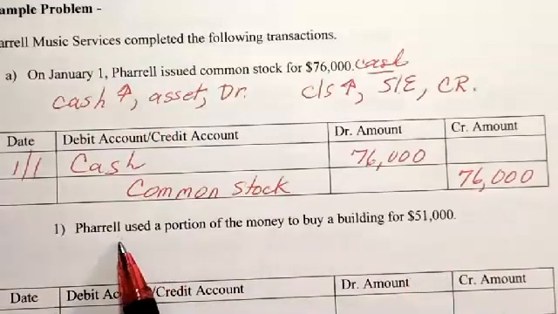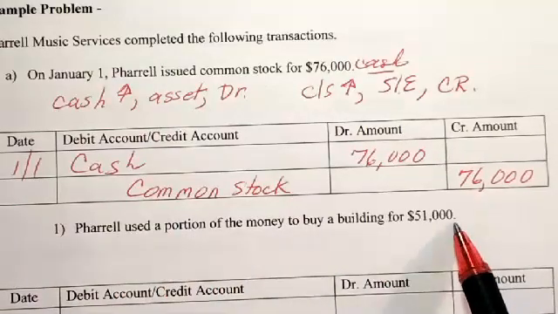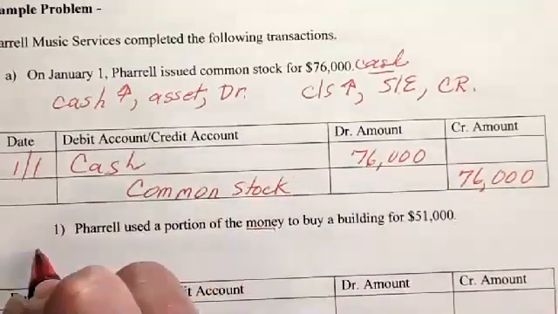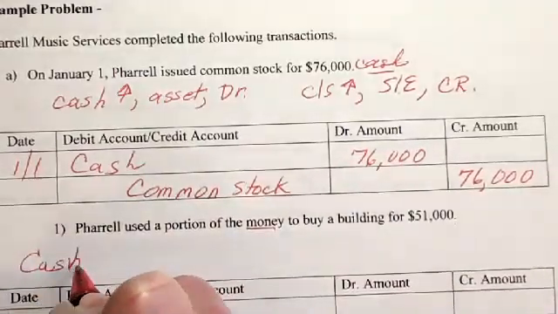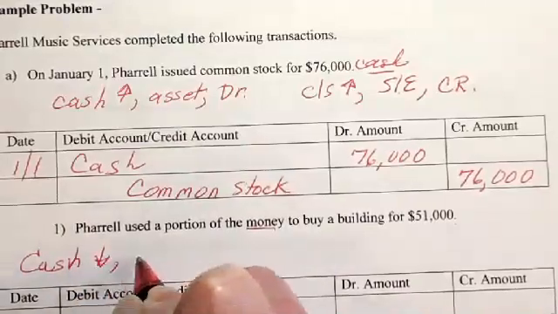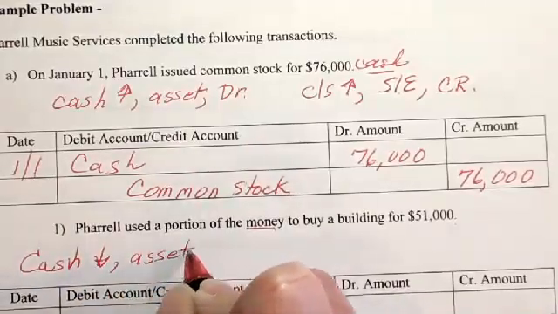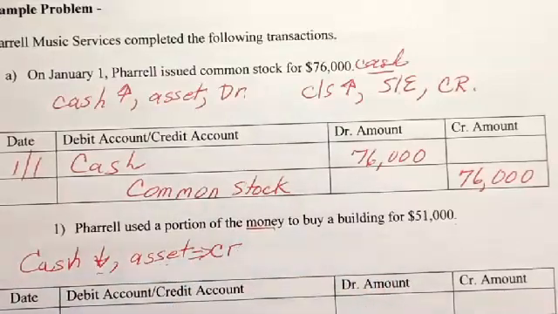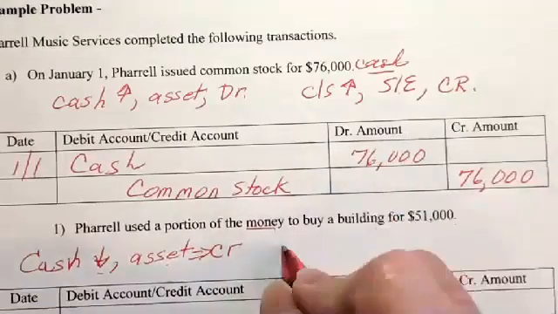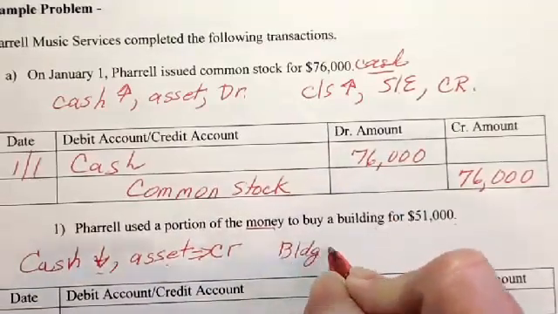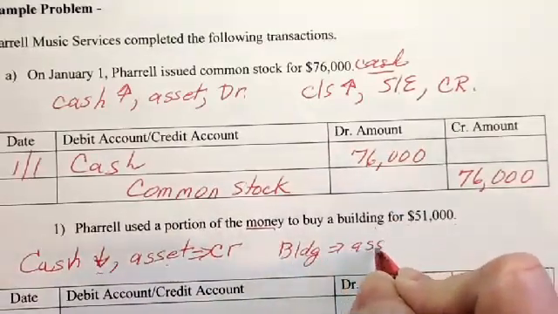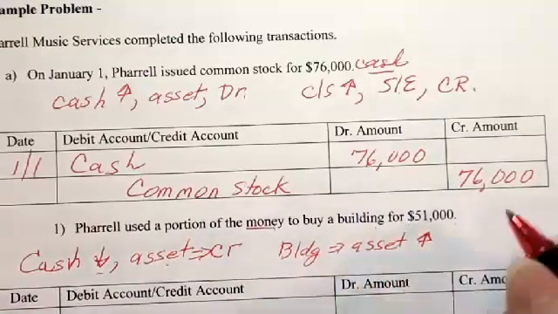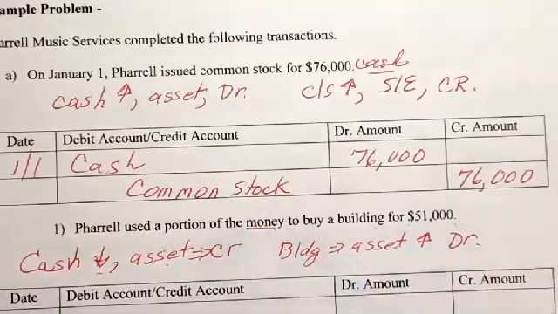Pharrell used a portion of the money to buy a building. Again, we used money, that's another word for cash. So we know the cash is going to decrease. That's an asset. So to decrease an asset, we're going to have to credit that account. We buy a building, which also is an asset, and so we want to increase that asset. To increase an asset, that's a debit.